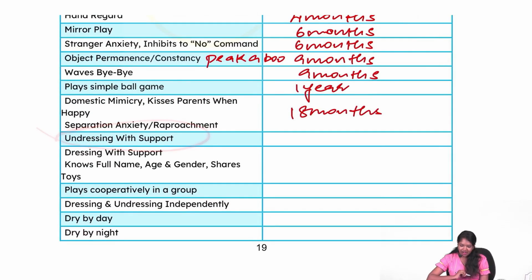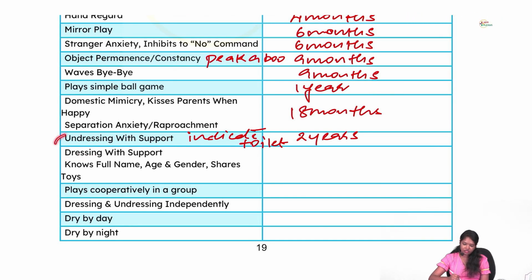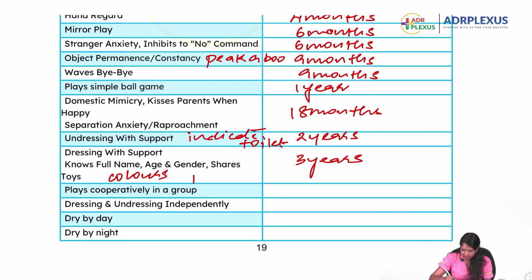Okay. Next, undressing with support. With support, the baby will be able to undress by 2 years of age. And by 2 years, the baby can indicate toilet. If the baby wants to go to toilet, the baby can indicate toilet. Next, dressing with support. First, the baby will be able to undress. Then only the baby will come to dress. Knows name, age, gender, all this by 3 years. Colors also, by 3 years. And by 3 years, they can also do pretend play.